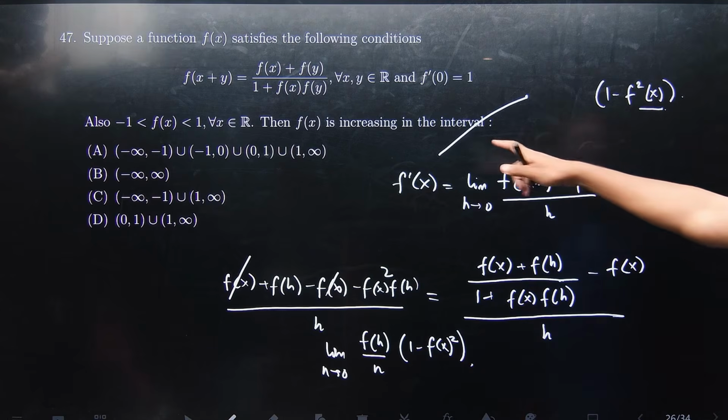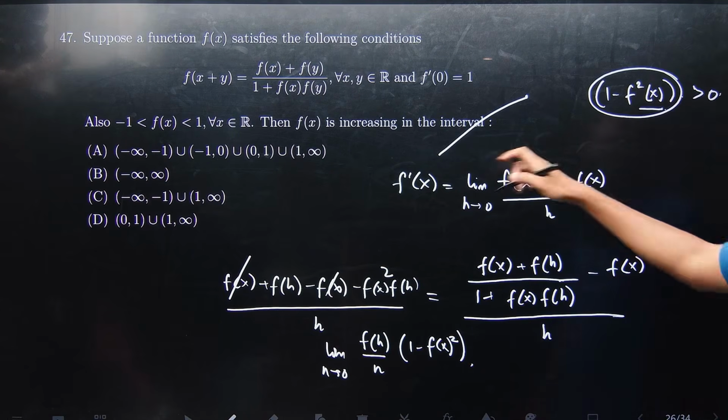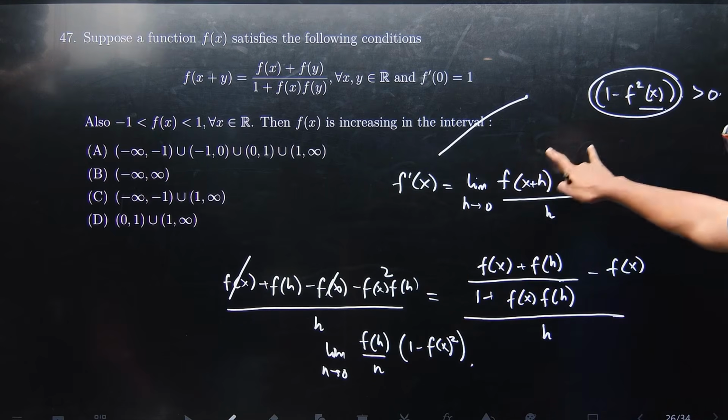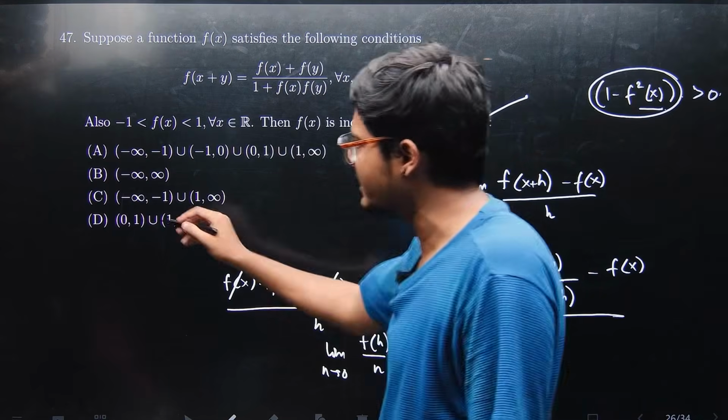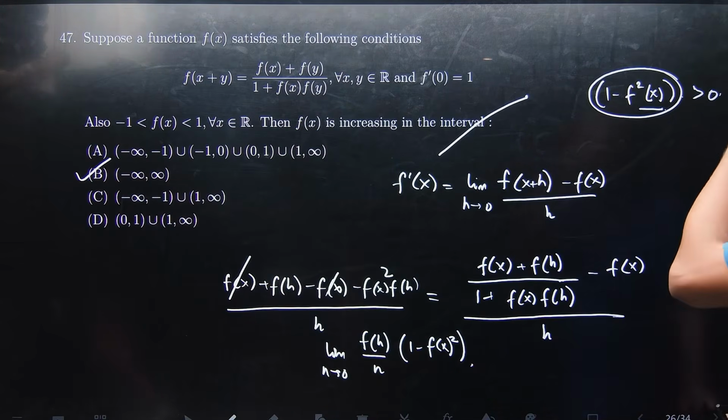Now see, f(x) lies in between minus 1 and 1, right? Which means this quantity is positive, right? Since f(x) lies in between minus 1 and 1, this quantity is going to be positive, which means it's going to be increasing for all values of x, hence it's increasing on all of reals, okay? That's it. All right, so let's look at the next question.